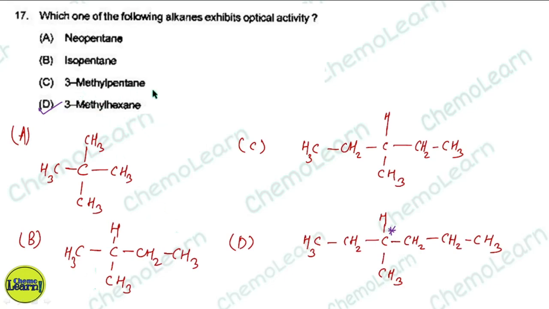Then 3-methyl pentane, this is 3-methyl pentane. So, we have the same CH2CH3 group, ethyl group, on both sides. So, it is not chiral. But in option D, we have 3-methyl hexane and here 4 different groups are attached and it is optically active.